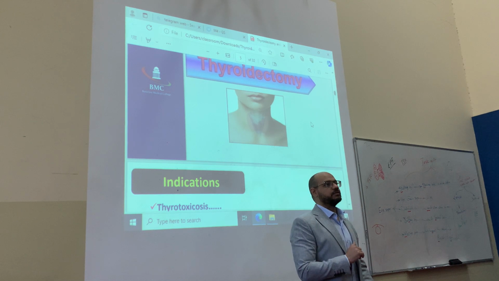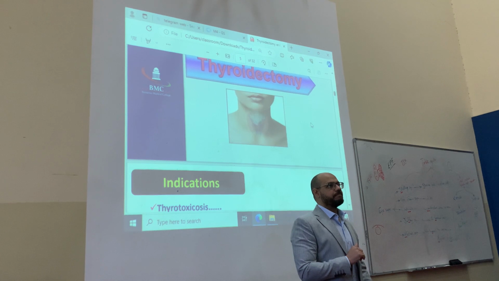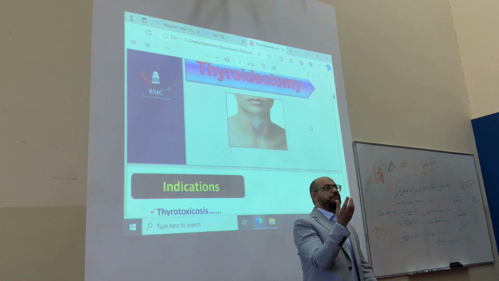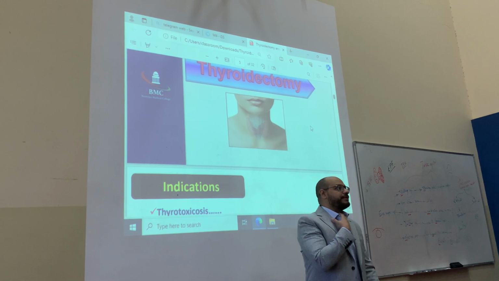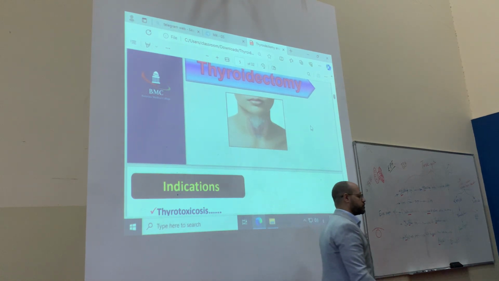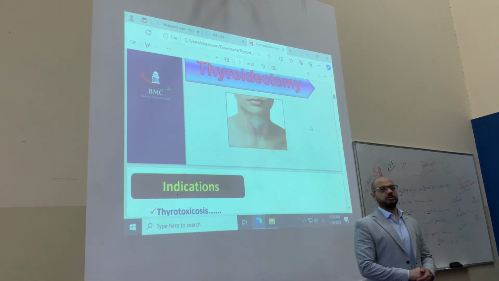Retrosternal goiter, excellent. Large size goiter with a bad cosmetic appearance, or if we have pressure manifestations, like the patient becomes dizzy, or we have compression symptoms. These are absolute indications for performing thyroidectomy in goiter.